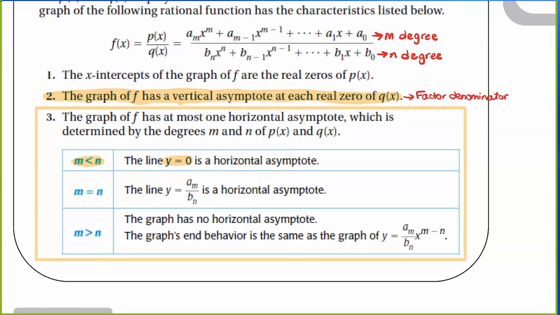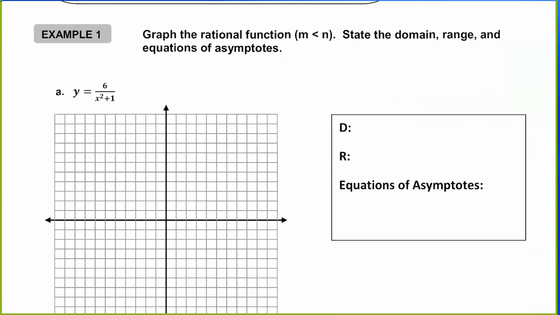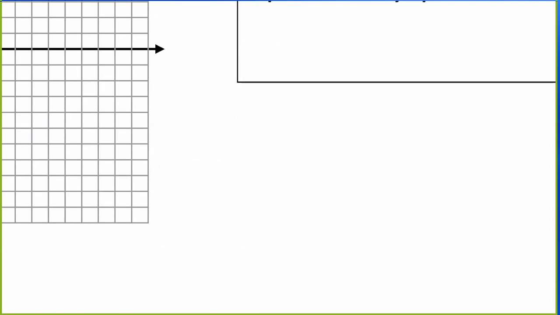So let's look at example 1 together. We're going to graph the rational function, again where m is less than n. We're going to state the domain, range, and equations of the asymptotes. So our first step here is our horizontal asymptote. At most, it's going to be 1. And like I said, today it's going to be the same thing.